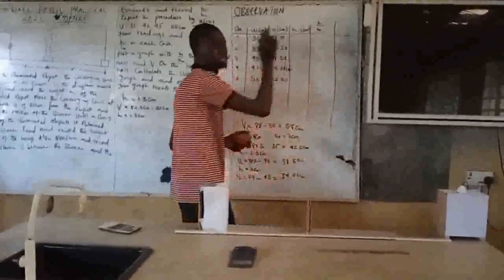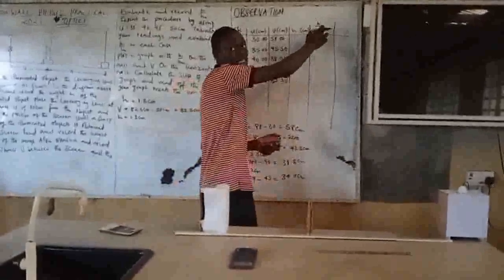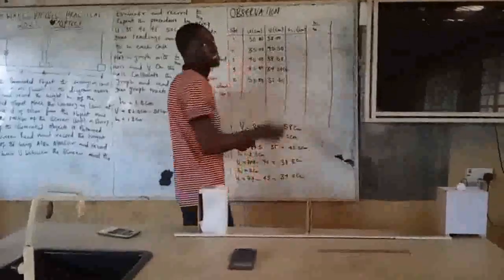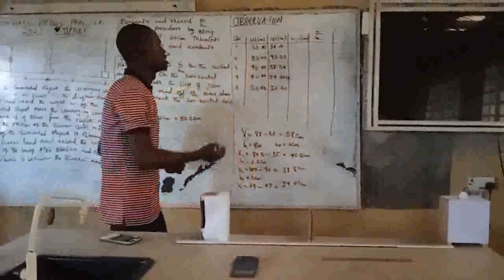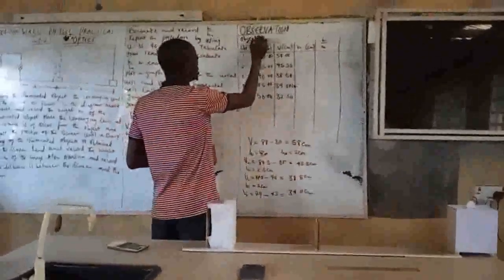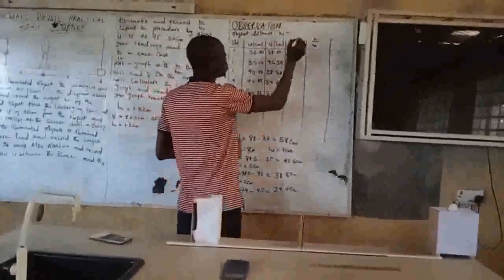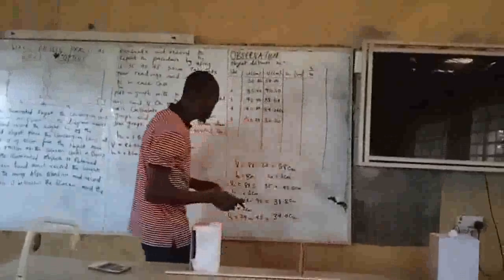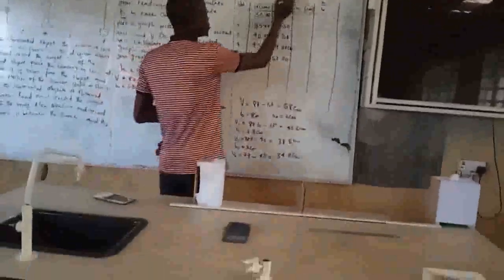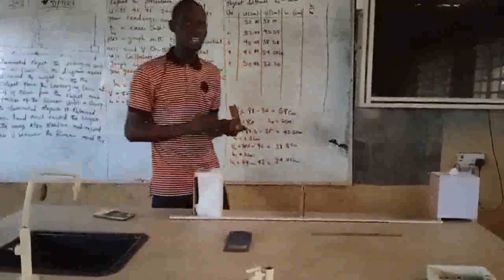It does not have any units. Why? Because this is in centimeter and this is also in centimeter, so the total unit of this is equal to 1. No unit. Now, my object height h naught, as calculated from here, is equal to 2 centimeter, which is constant. The only thing that varies is the image distance.